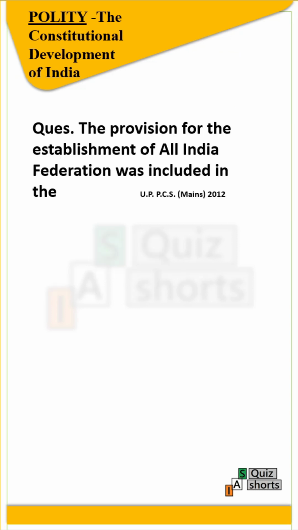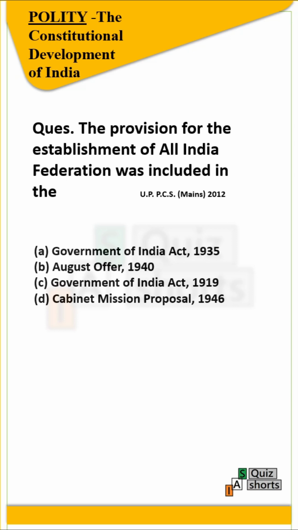Question: the provision for the establishment of All India Federation was included in the Government of India Act 1935. Option A. Option B, August Offer of 1940. Option C, Government of India Act 1919. Option D, Cabinet Mission Proposal 1946. Answer is option A, Government of India Act 1935.